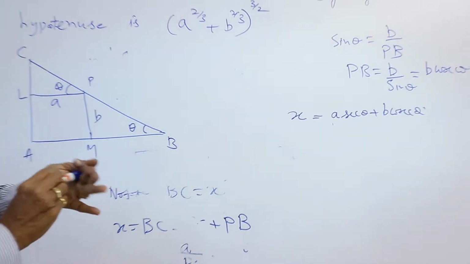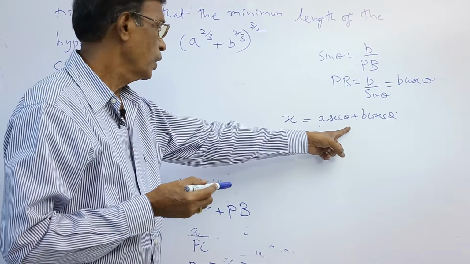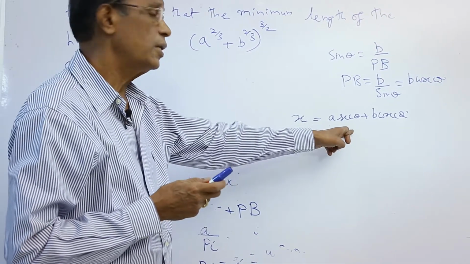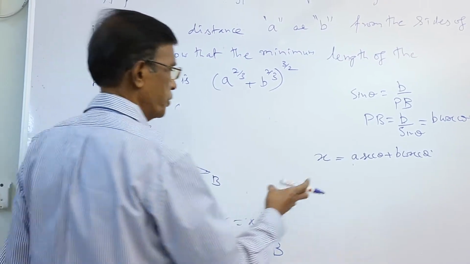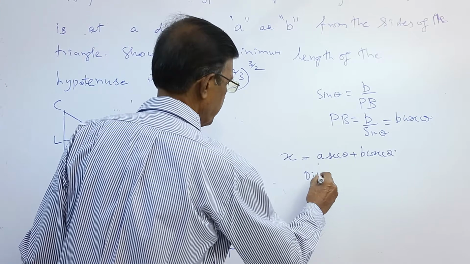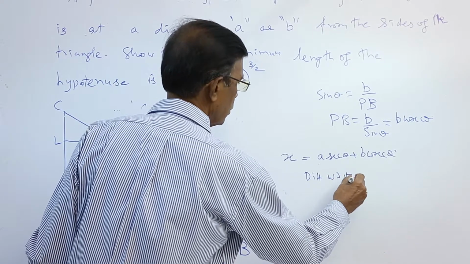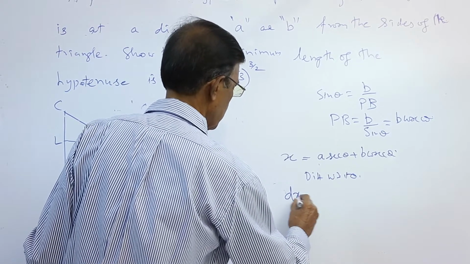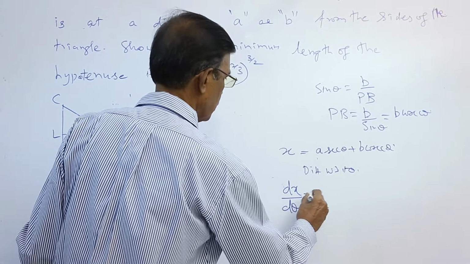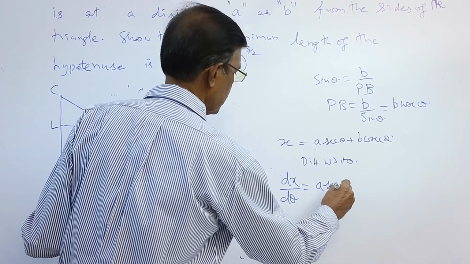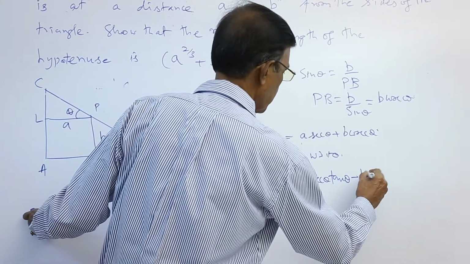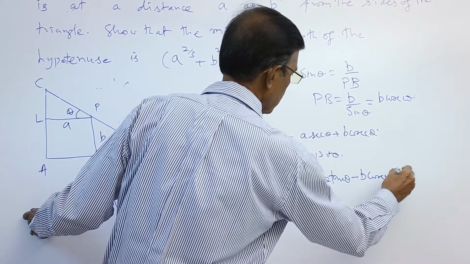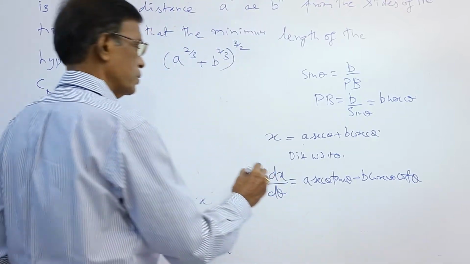Now we have introduced theta, and x and theta are related. So I am going to differentiate with respect to theta. This is your dx by d theta, that is, A secant theta tan theta minus B cosecant theta cot theta.